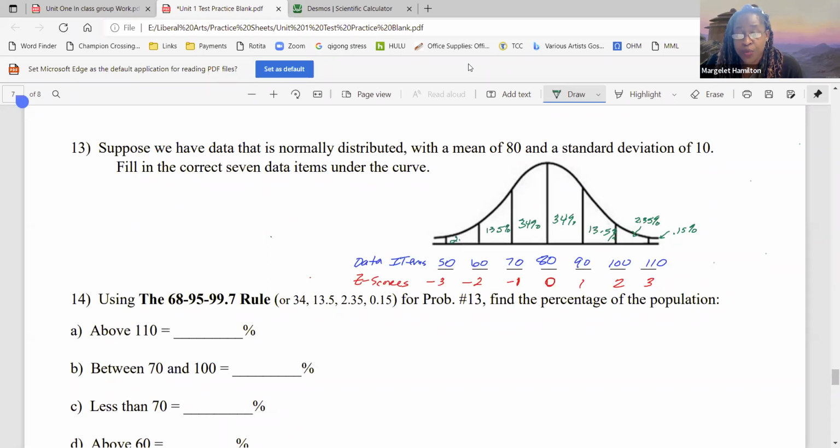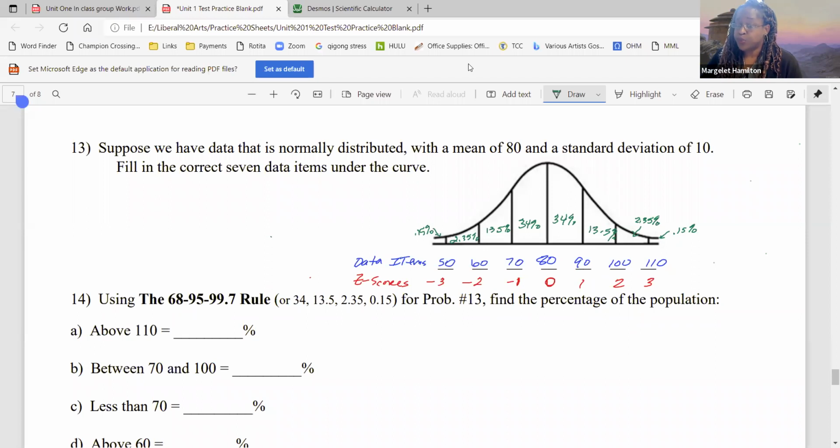This is 2.35. Don't need to memorize it. Gonna give it to you now. And then this part right here is at 0.15%. If you add up all these percentages, it adds up to be your 100% of your population, okay?